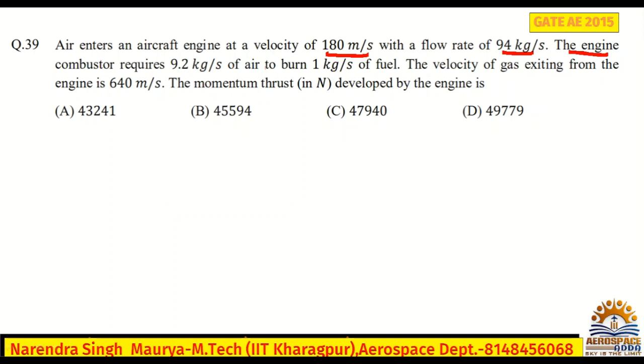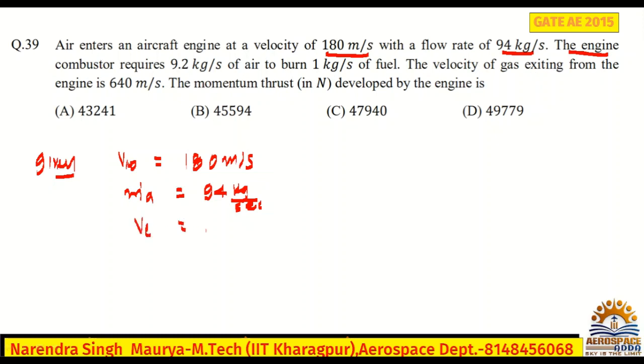Okay, so first I will write the given data. The aircraft velocity they have given, V infinity, is 180 meter per second. Mass flow rate of air is 94 kg per second. Then they have given the velocity of gas exiting, meaning the exit velocity, which is 640 meter per second. The momentum thrust.